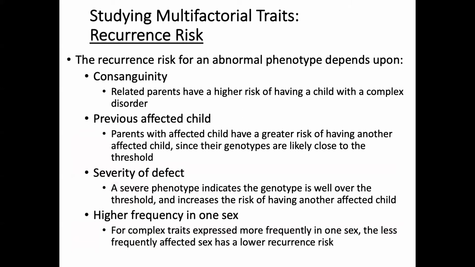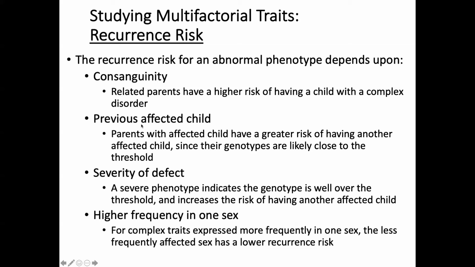Another way to study multifactorial traits is the recurrence risk. The recurrence risks are empiric risks derived from population studies. Listed are several factors that contribute to recurrence risk determination. First, we talk about consanguinity, as related parents have a higher risk of having an abnormal child. Second, a previously affected child. This is easy to understand.